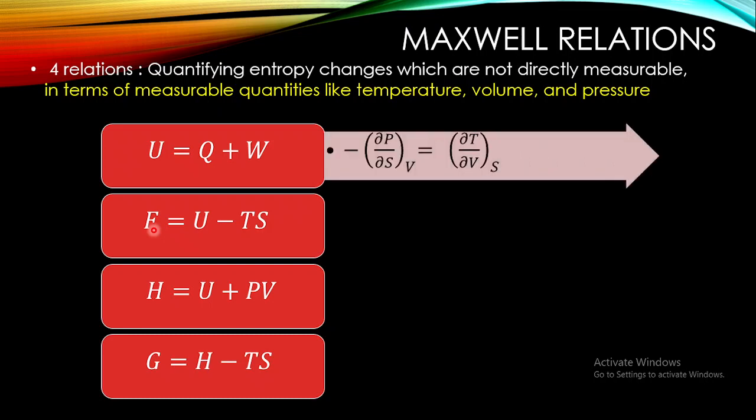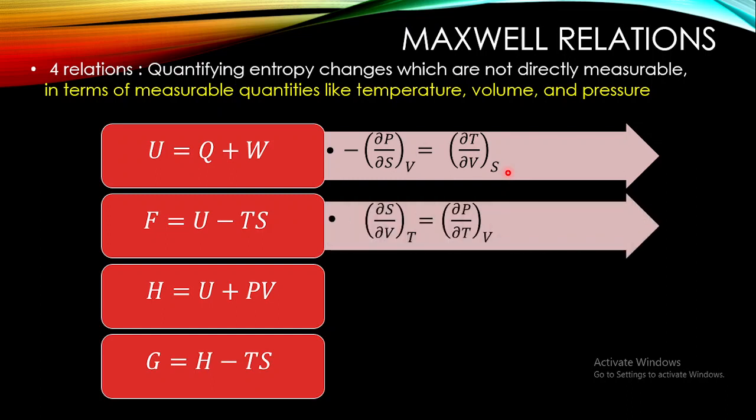For the first one, the variation of pressure with respect to entropy at constant volume is given by minus the variation of temperature with respect to volume at constant entropy. Now, the change in entropy with respect to volume at constant temperature is given by the change in pressure with respect to temperature at constant volume. That is obtained from Helmholtz free energy.